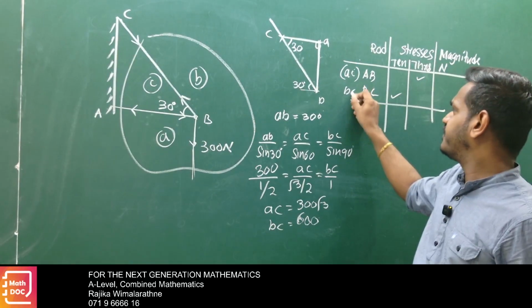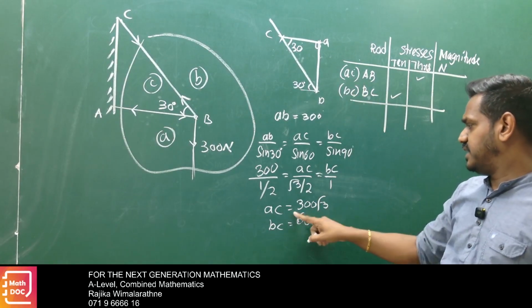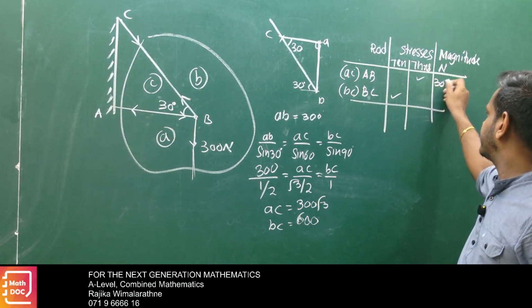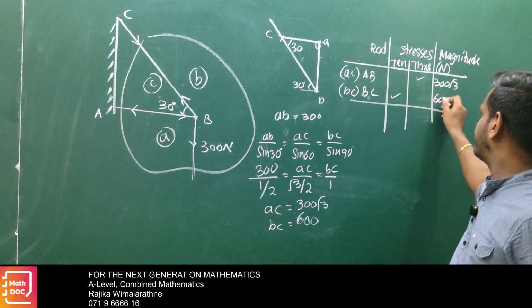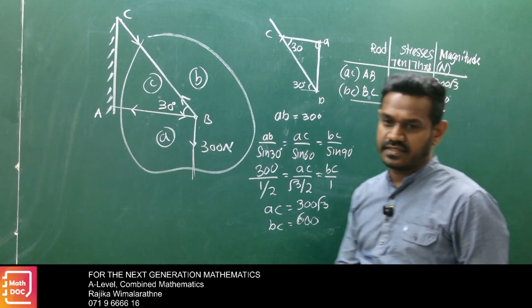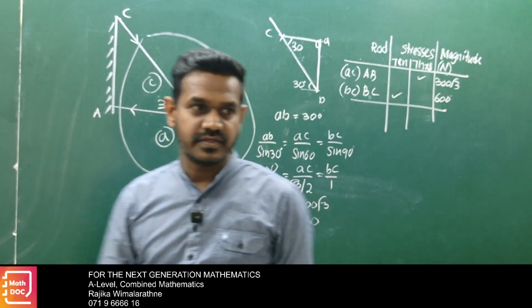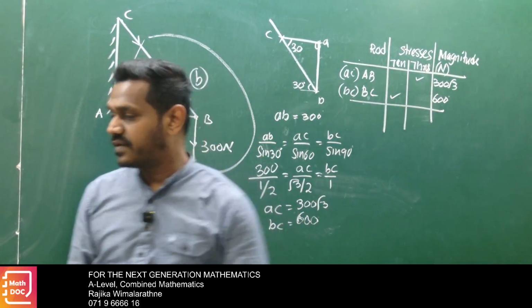No? Then here AC 300 root 3 and BC 600. Okay. Those are the values. Complete.